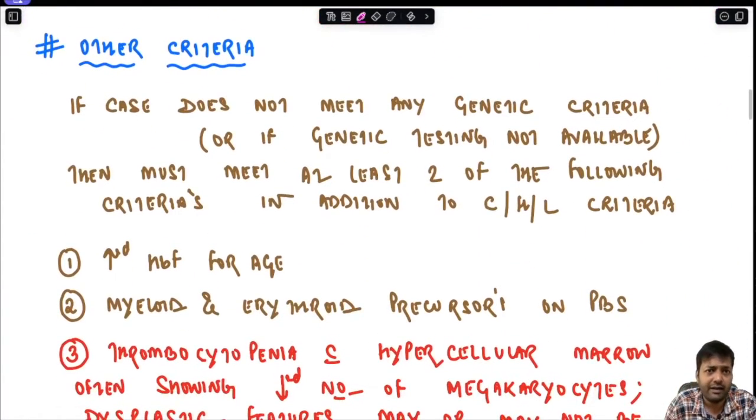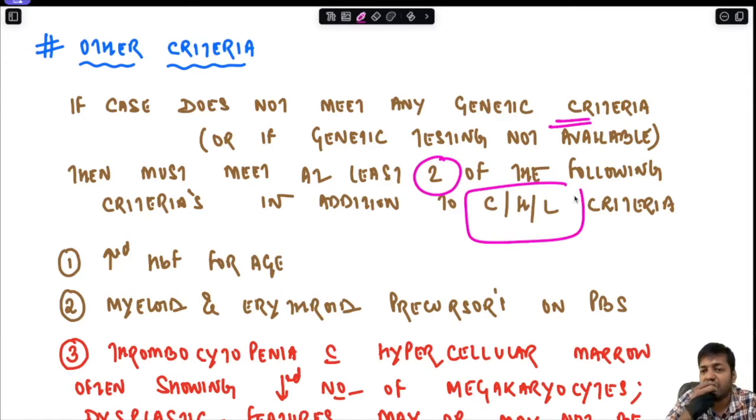Now there are other criteria. When do you have to use the other criteria? In case it does not meet any genetic criteria, or if genetic testing is not available, for example in a developing country like India, then it must meet at least two of the following criteria in addition to the clinical, hematological and lab criteria.